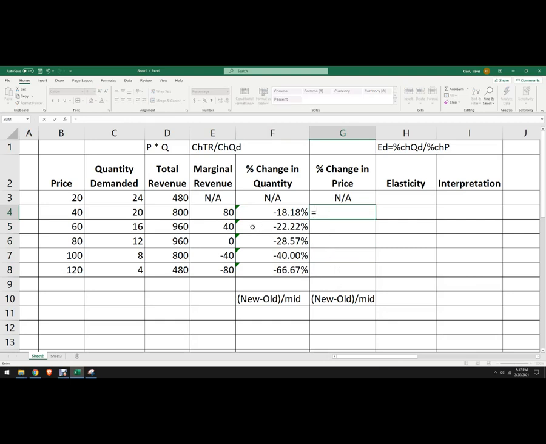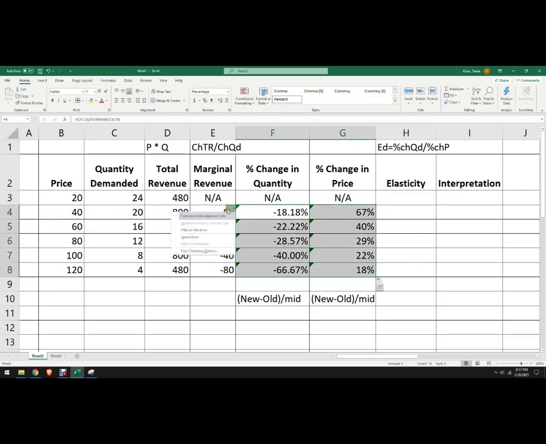Then I'm going to go here, and I want the percent change in price. So it's new minus old, this, divided by, well, it's 30, but I don't want to do that math every time because I'm using Excel. So the average of those two. Okay, and that's a 67% change there in price, and I'll just copy this all the way down. It's just kicking out an error that I'm going to ignore so that my spreadsheet looks a little nicer.